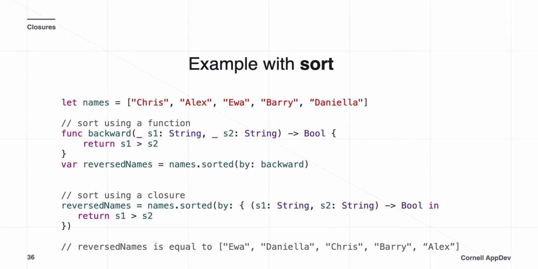And then another way: if you want to use a closure, you can just write out the closure inside the by, which expects a function, right? So reverseNames equals names.sorted(by:), and then you have your closure in the curly braces, which has parameters s1 and s2, and the return type is a boolean. And then after the in, you put the code that you want to execute. So that's return s1 greater than s2.